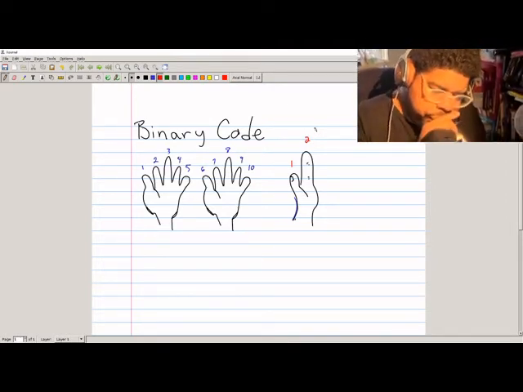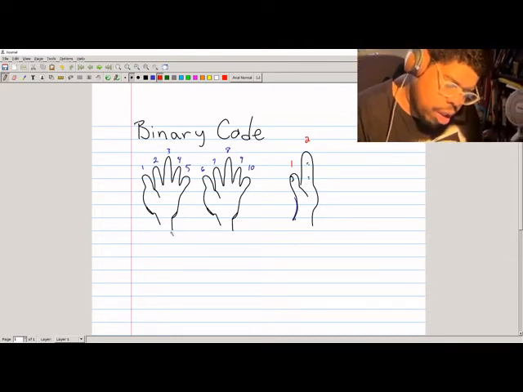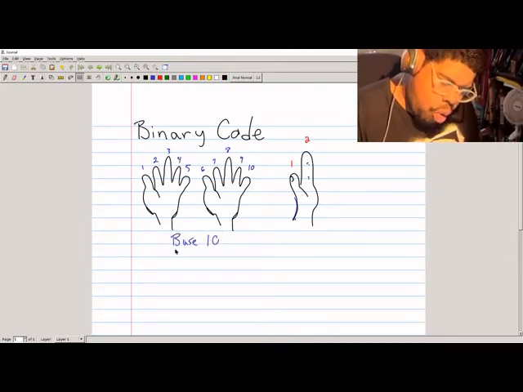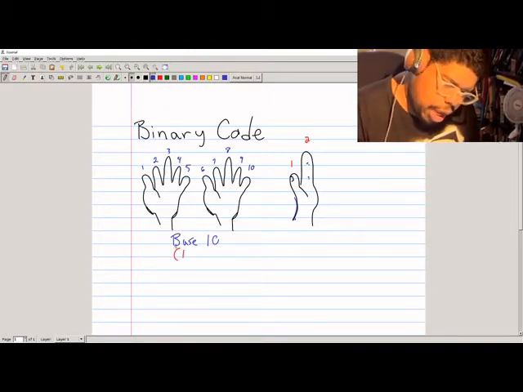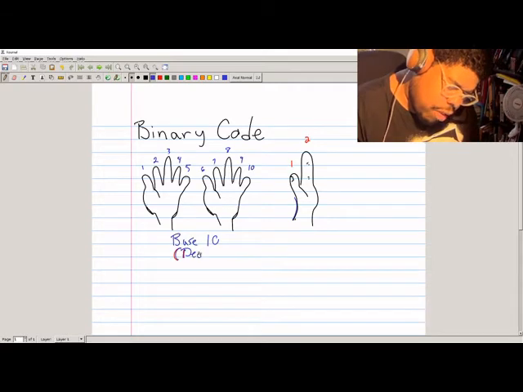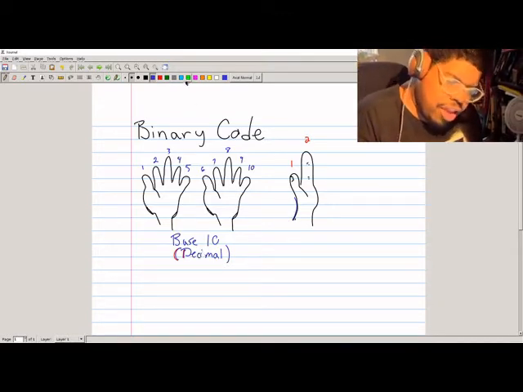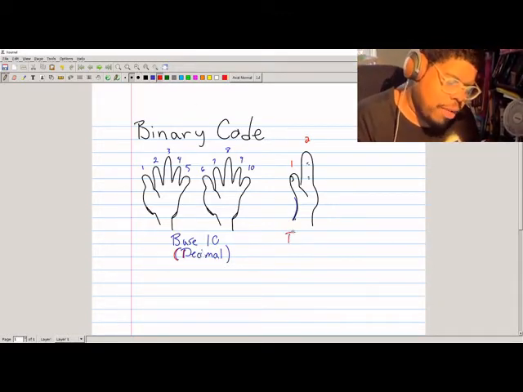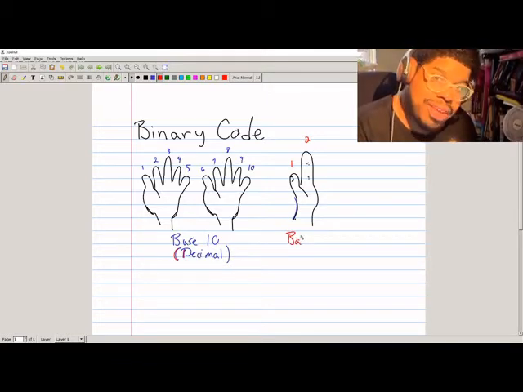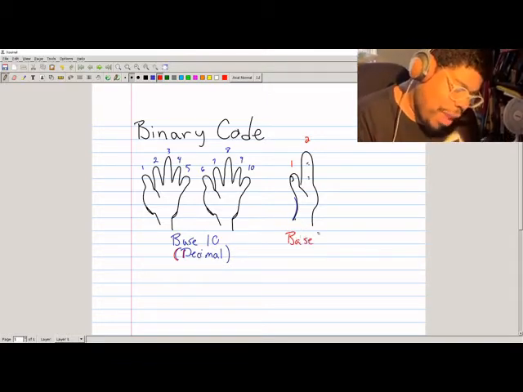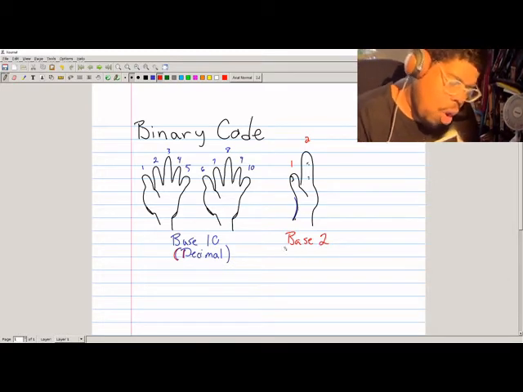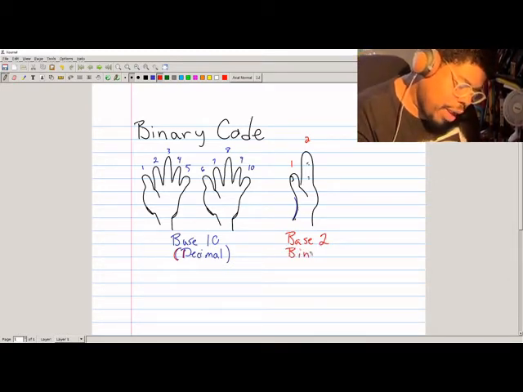So this right here is what we call base 10, or decimal counting, right? What do you think the name's going to be for this one? Base what? You guessed it, base 2. It's going to be base 2, right? Or binary counting. All right?